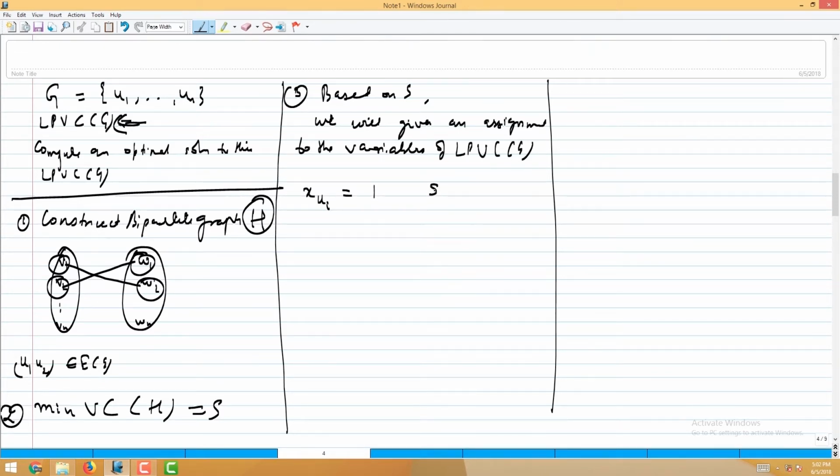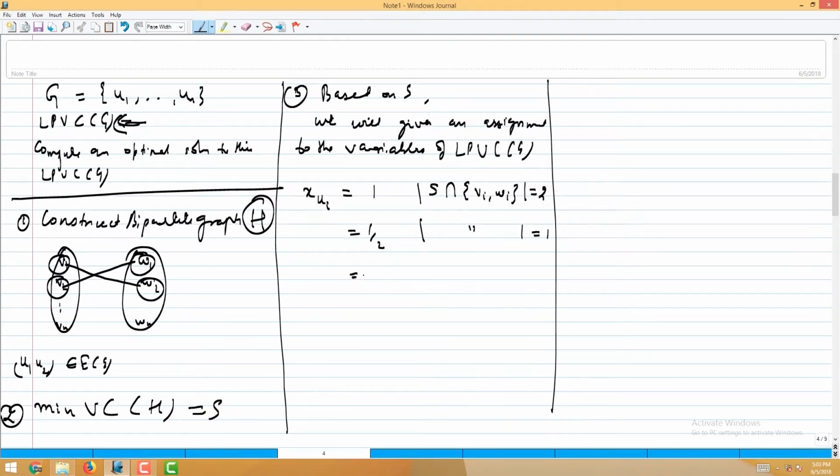The assignment is as follows. For any vertex ui in G, what is the assignment? I'm giving this assignment based on the vertex cover. Look at the vertex cover S. It is picking some vertices of H, and vertices of H correspond to vertices of G. For every vertex in G, I have 2 copies of that vertex. So I look at S and at all the vertices of G for which S has picked both its copies. For those vertices, I give value 1. Look at all the vertices for which S has picked exactly 1 copy. For those, I'll give value half, and the other vertices for which S has picked no copy, I'll give value 0. That's my assignment.